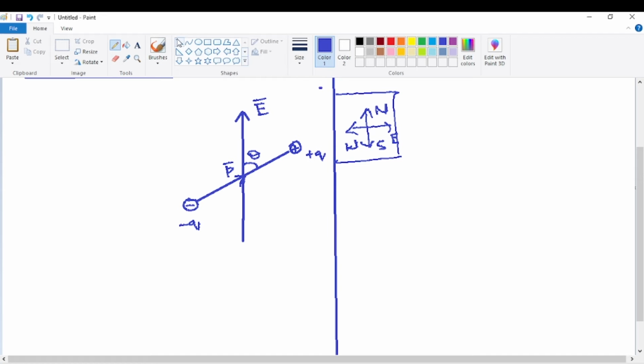Uniform electric field means electric lines of force will be parallel straight lines. So many other lines of force can be drawn. So I'm drawing another line of force. This is another line of force, and next another line of force. The important thing is lines of force have directions, so they are indicated by arrows.